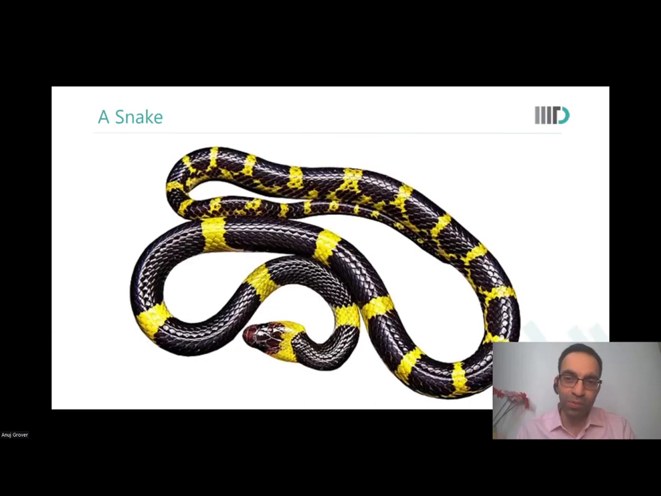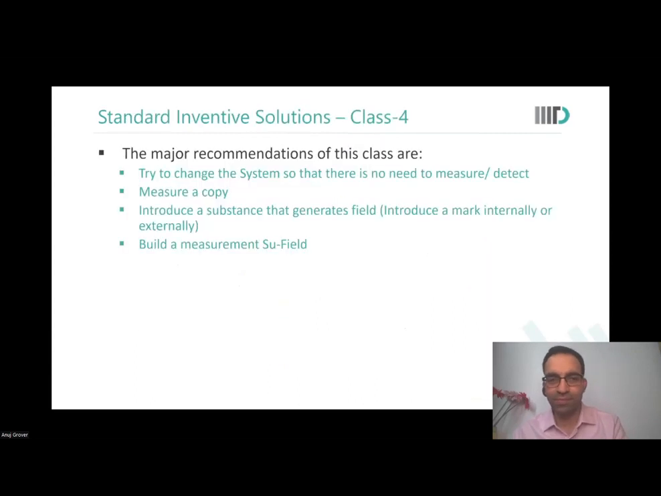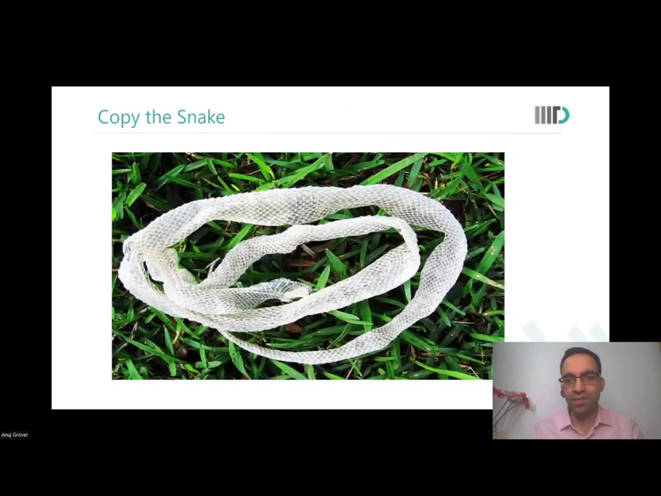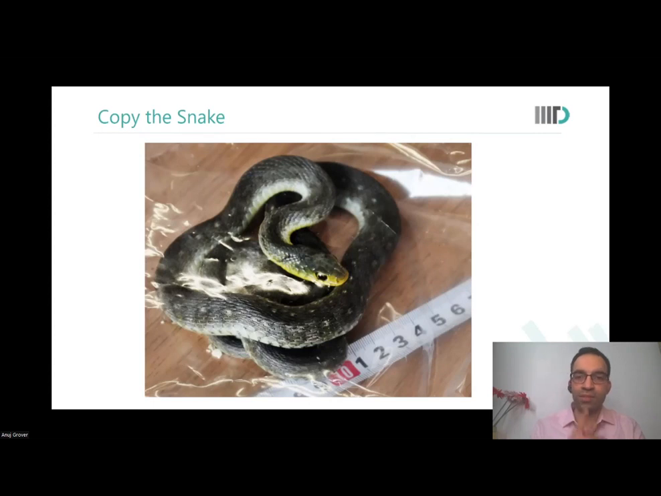Or another copy could be you take a photograph. That's a copy. So, okay, the major recommendations are: try to change the system so there is no need for measurement, or measure a copy. Introduce a substance that generates a field. So introduce a mark internally or externally, or build a measurement substance field. So copy the snake. This is the skin of the snake that we could use. Or you just place a ruler somewhere so that you get an idea of the scale, and then you take a photograph along with the ruler. Now you just use the thread on this photograph.